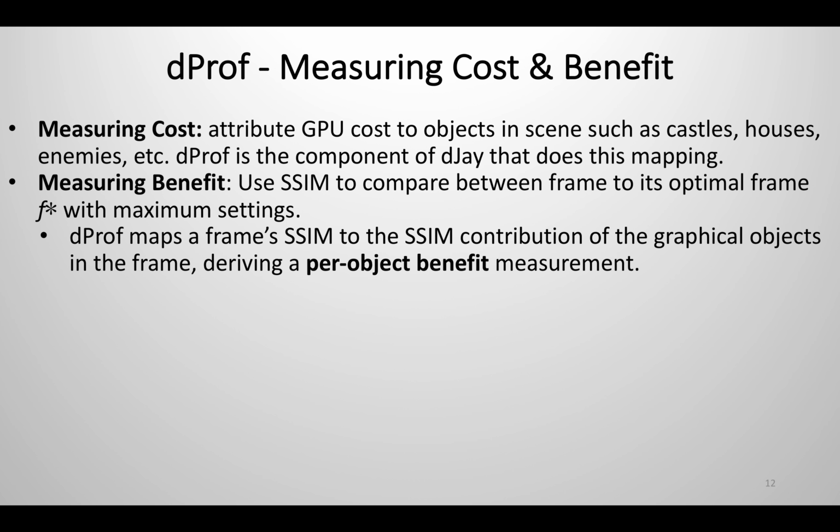dprof is the component of DJ that does this mapping between the objects and the GPU cost. In terms of the benefit we're getting, we're comparing it using the SSIM score we discussed earlier, to compare a frame from a live session to the optimal frame with the maximum settings. dprof will also map the frame's SSIM to the contribution of SSIM from each object in the frame, so we get a per object benefit measurement.